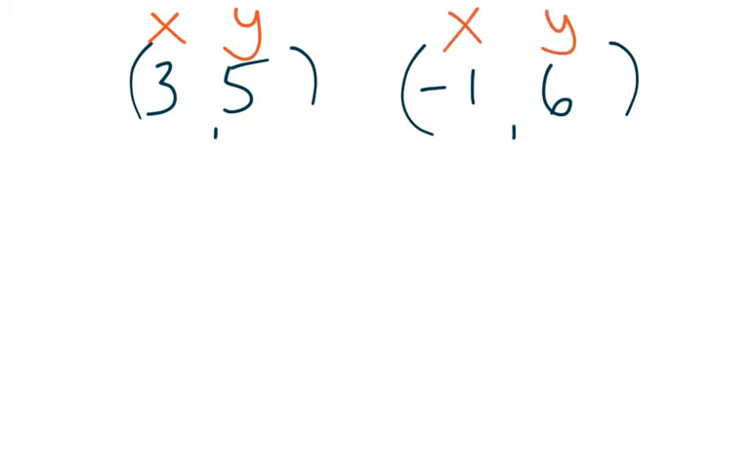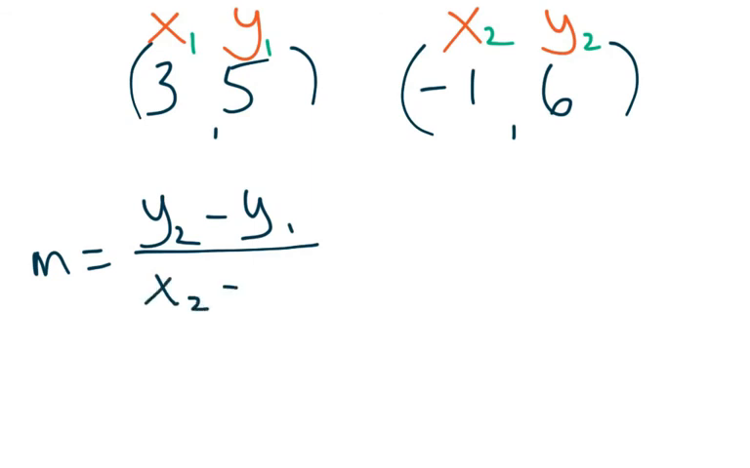But they can't both be X's and they can't both be Y's, so we're going to give them a little bit of a unique name so that we know which one's which. So we're going to call this X1 and Y1, and X2 and Y2. Nothing really changes except for the fact that we've given them a more unique name so that when we talk about them, we know which one we're looking at. So let's rewrite the formula. The formula said y2 minus y1 over x2 minus x1.